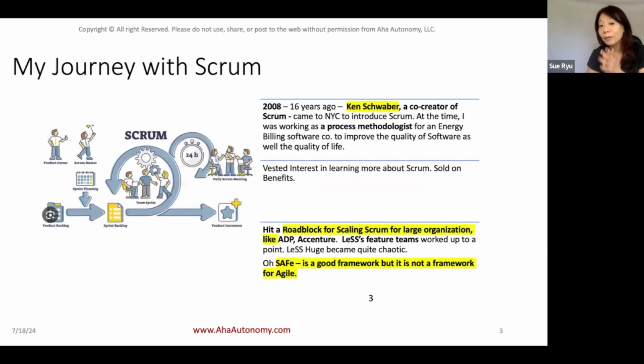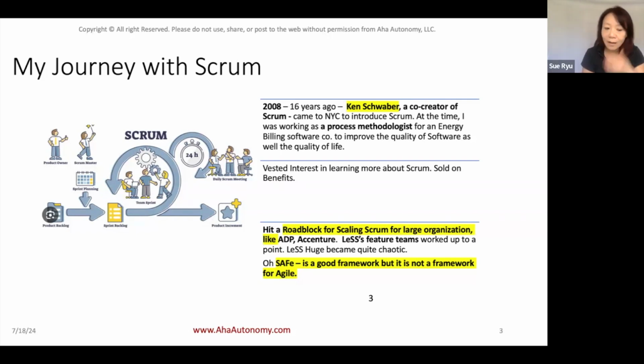So let me give you a brief look at my journey with Scrum. Back in 2008, almost 16 years ago, Ken Schwaber came to New York City. As you all know, Ken Schwaber is the co-founder, co-creator of Scrum, and he came to introduce Scrum. This is when I was working for an energy building software company, helping them improve the quality of their software as well as the quality of their lives. I had a vast interest in learning everything about Scrum and other frameworks as well. When I heard about what Scrum can do, I was definitely sold on all the benefits it has to offer.